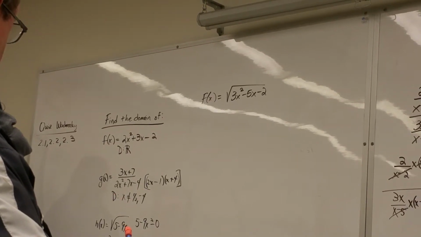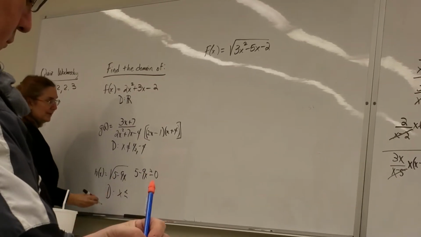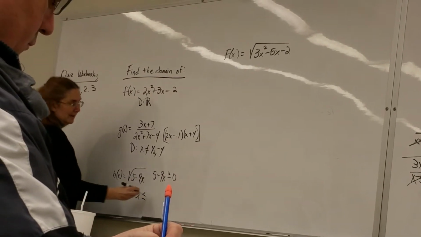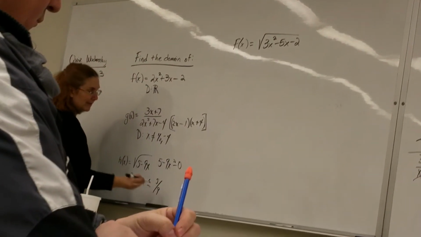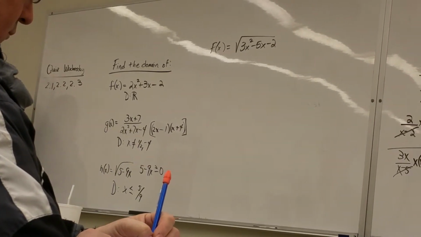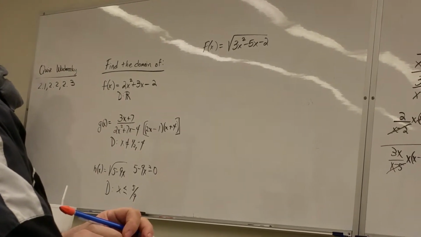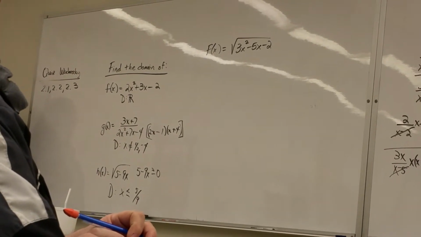That's a symbol from the problem. X is less than or equal to 5/9. Why is it less than? We divide by a negative. To solve it for x, we have to divide both sides by -9, which is going to flip the other signs.